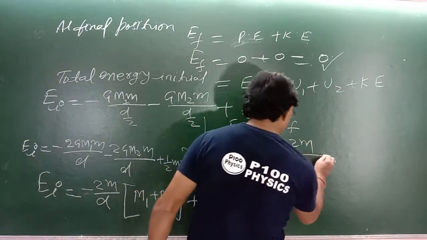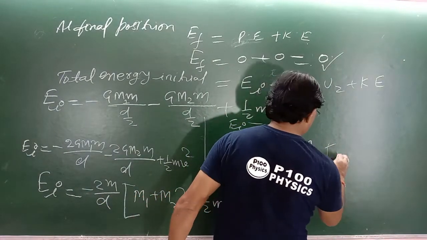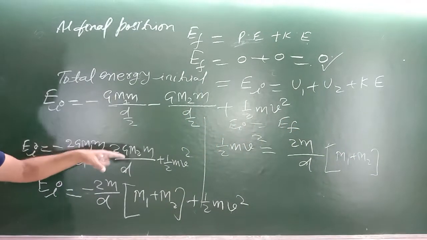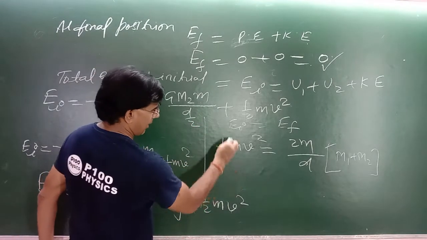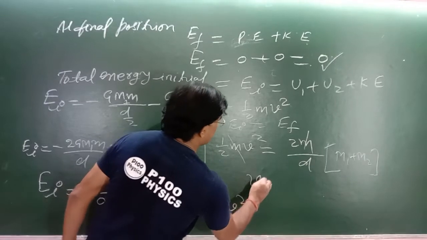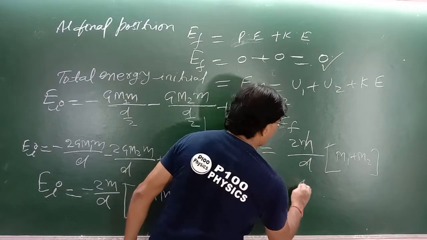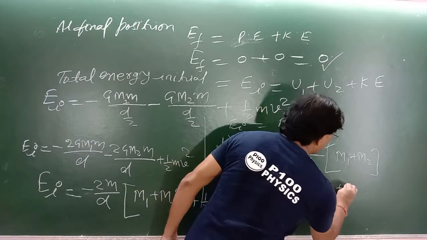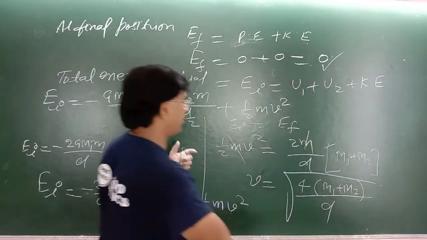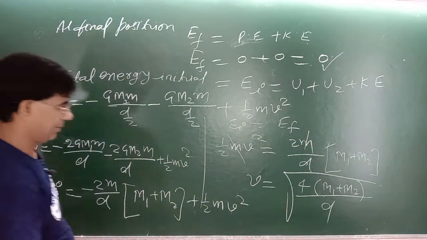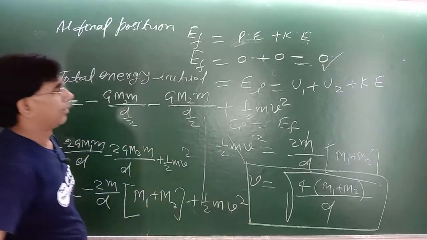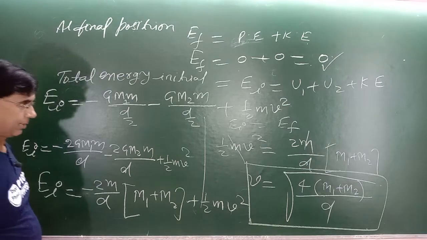2m by d in the bracket m1 plus m2 can be written by the law of conservation of energy, can be written like this. m and m cancel out. This 2 will be cross multiplied. V will be how much? Under root 4 in the bracket m1 plus m2 upon d. No problem, and this is the fantastic answer of the question.